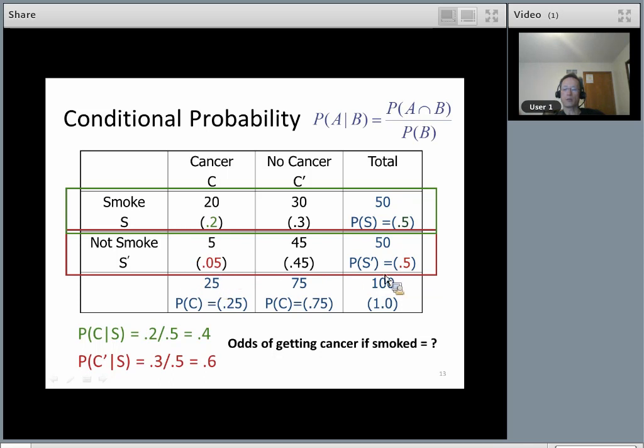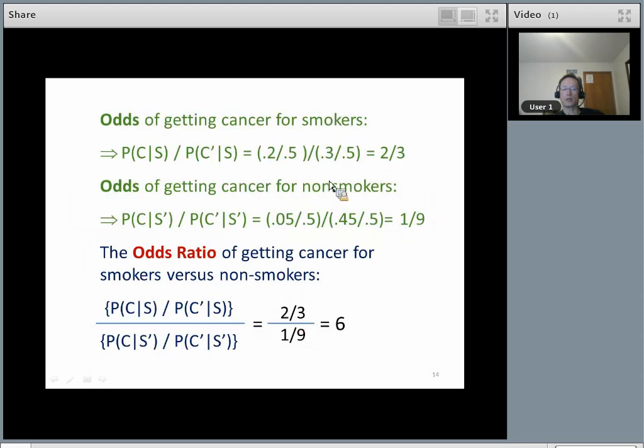Likewise, you can calculate the odds of getting cancer if you don't smoke. That's 0.05 divided by 0.5 over 0.45 divided by 0.5. This is how it's calculated. Odds of cancer for a smoker is 2/3. Odds of cancer for a non-smoker is 1/9. It's a ratio of two conditional probabilities to get the odds. So the odds ratio of getting cancer for smoker versus non-smoker is the ratio of these two numbers, which should be 6. With the same data, if you calculate relative risk, that's 4. But if you calculate the odds ratio, that's 6. So you notice that the difference is big.